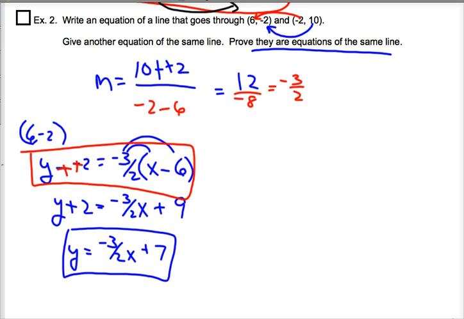Well, what if somebody decided to use the other point? What if they decided, let's use the negative 2, 10. Well, if I was going to use negative 2, 10, I need to go y minus y1, which is 10, equals the slope, which is negative 3 halves, times the quantity x minus the x-coordinate, which is negative 2. Now the minus negative over here turns into one big plus.